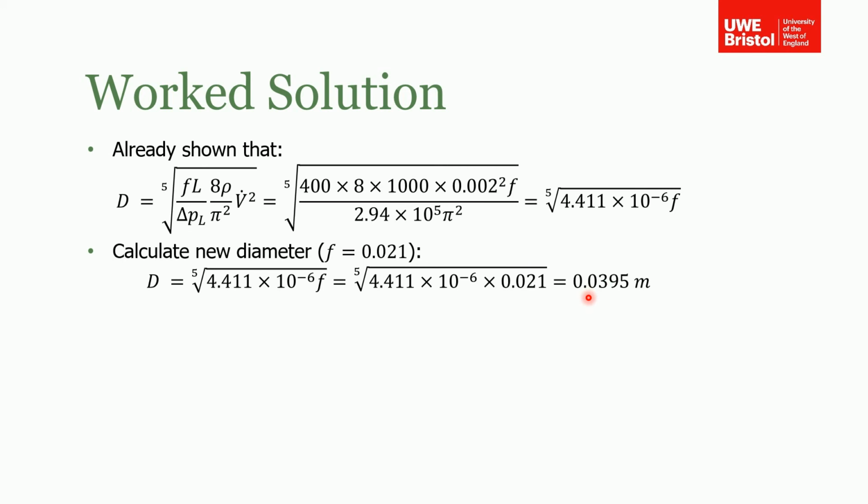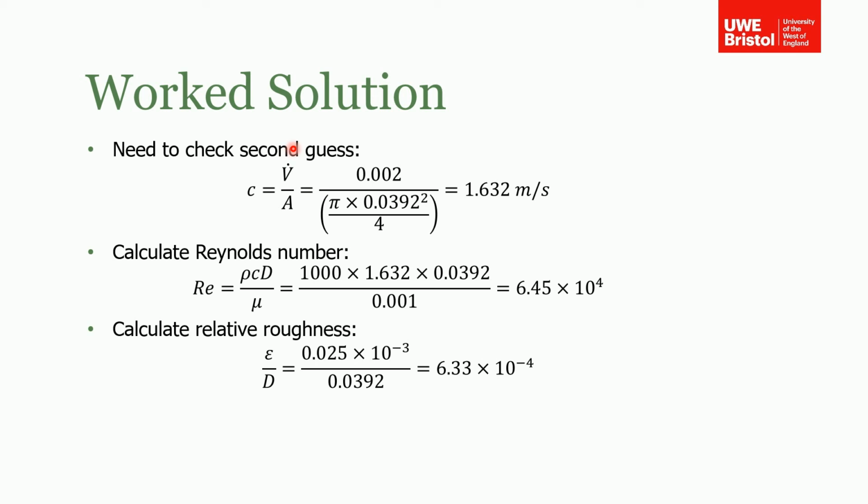So now we've got a new diameter, and we need to check that this value is right. From our new diameter, we calculate a new velocity based on the volumetric flow rate, and that gives us a velocity of 1.632 meters per second. That allows us to calculate a new Reynolds number using all the new values that we have, which gives us a new Reynolds number around 6.45 times 10 to the 4. We can also calculate a new relative roughness from our new diameter, and then we can look at the plot to see where this is.